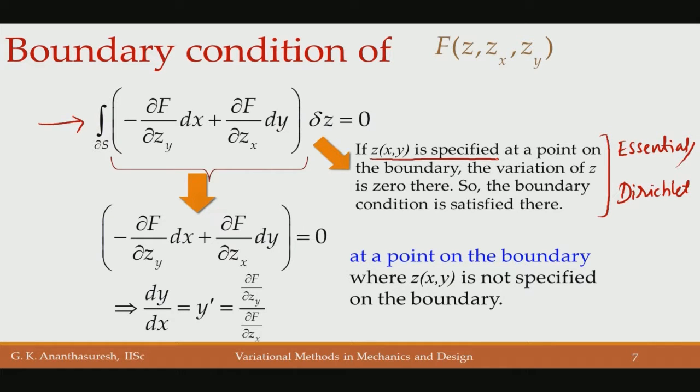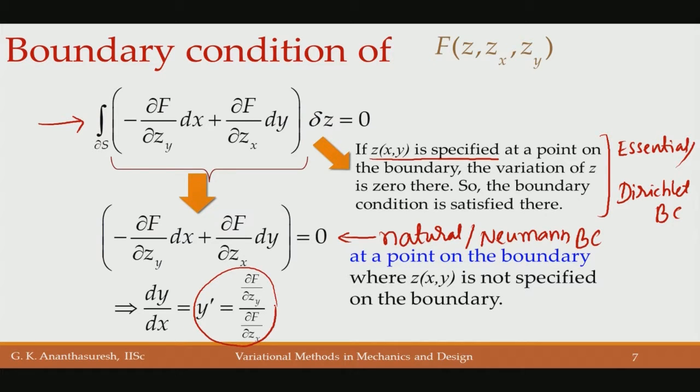In other places where it is not specified, we get this. This is called the natural boundary condition or Neumann boundary condition. This is the boundary condition BC, and that here means this. So, that is what we had derived last time.